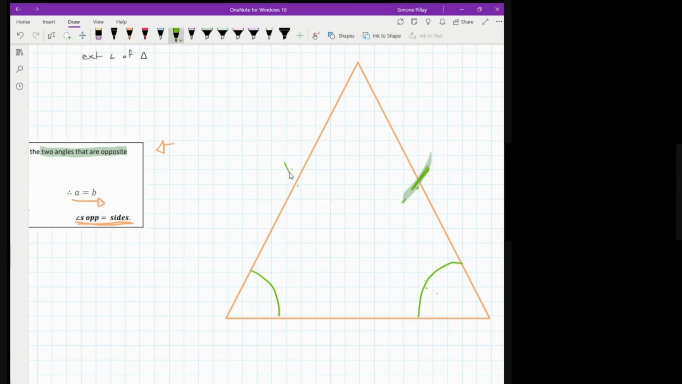So these sides are equal. They are looking at a pair of angles that are also equal to each other. Does that make sense? Yes, it does. Cool. I hope that helped.